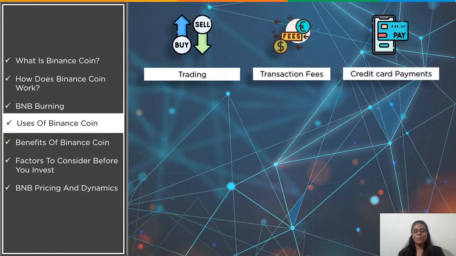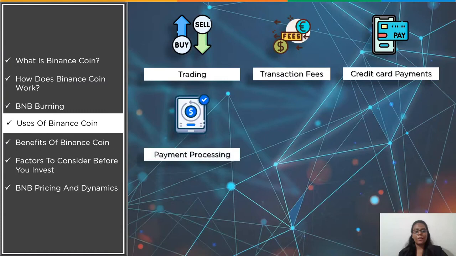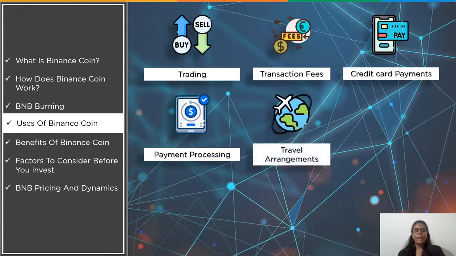Next we have credit card payments. On Crypto.com, BNB can be used to pay for crypto credit card bills. Next is payment processing. Merchants can accept BNB as a form of payment, giving customers more options in terms of payment methods. Next we have booking travel arrangements. On certain websites, BNB can be used to book hotels and flights as well.